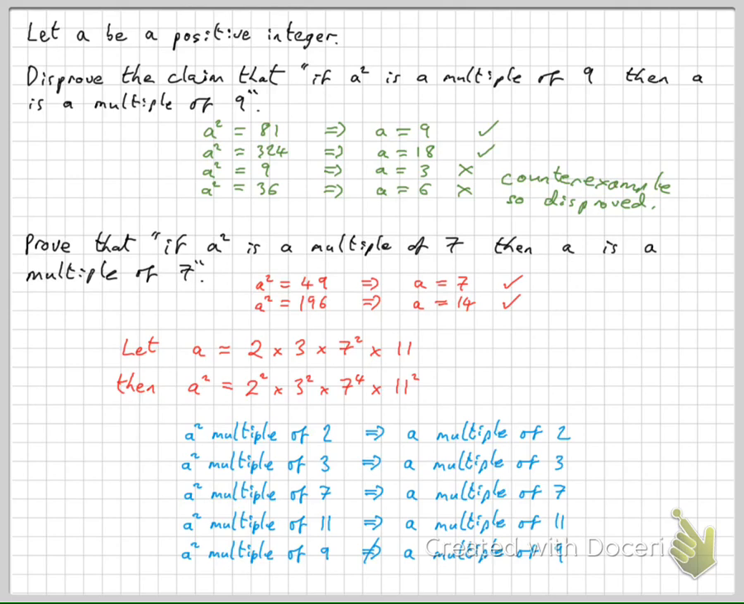because they only have to appear once in the original a. One 2, one 3, at least one 7, one 11. But it doesn't work for 9 because we need two 3s, or at least two 3s in the original number. And when we halve this even power, we lose the fact that we had at least two 3s. So it doesn't work for 9. So hopefully looking at that, you're convinced that this will always work for prime numbers, but it will not work for a square number.